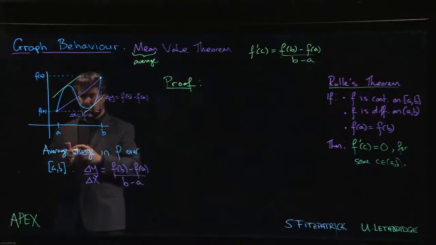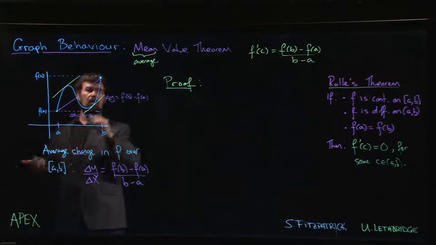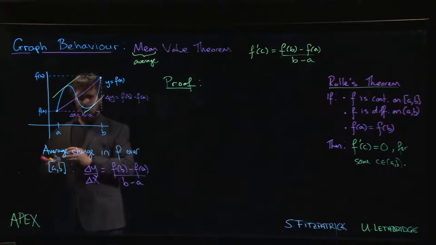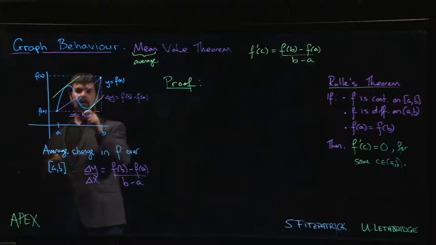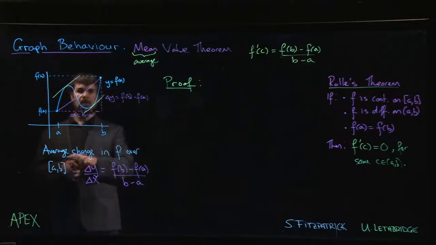We want to show that there's at least one point on the graph, so the blue graph here is y equals f of x, where the tangent line is parallel to this line segment that goes from the beginning of the graph to the end of the graph, right? The slope of this line segment gives the average rate of change. Now, of course, because this is a line segment, a portion of a line, we know how to get the equation of a line.